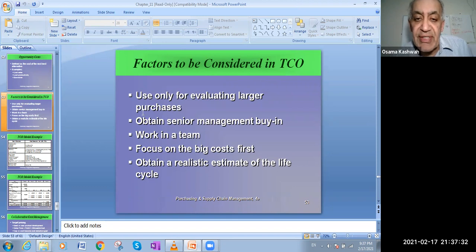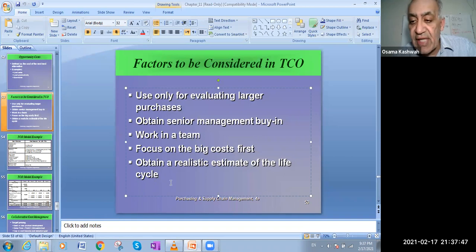Factors to be considered: use only for evaluating larger purchases, obtain senior management buy-in, work in teams, focus on the big costs first, obtain a realistic estimate of the life cycle. This was the end of chapter 11, and the points I want you to know from here are the break-even analysis, which is very important, and the meaning of the opportunity cost.